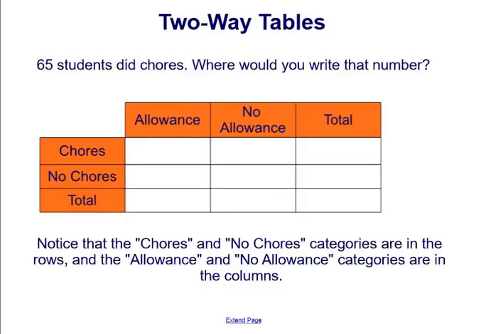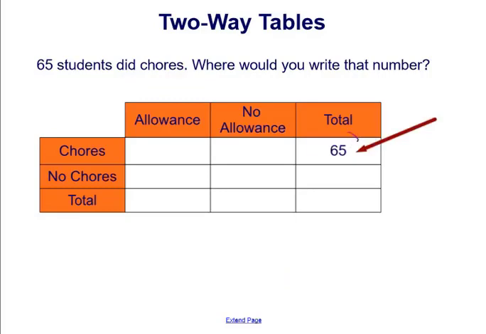We're then going to dissect the given information and see where we're putting these numbers in our two-way table. So the first piece of information is that 65 students did chores. So where would you write that number? Well, the important thing to note is that the chores and the no chores categories are in the rows, and the allowance and the no allowance categories are in the columns. So if we're talking about 65 students did chores, we have a total for the chores row. So we're going to place 65 here at the end of the chores row.